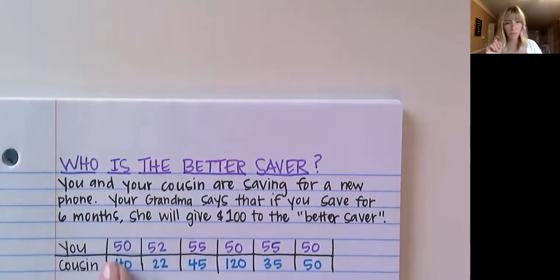So all these purple numbers across the top, this means that in month 1, you save $50, in month 2, $52, month 3, 4, 5, and 6. So there's your 6 months of savings. That's how much you saved every month, okay?